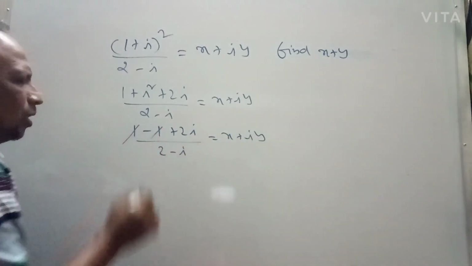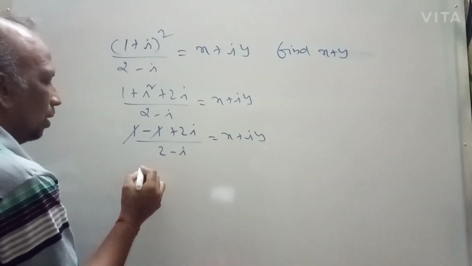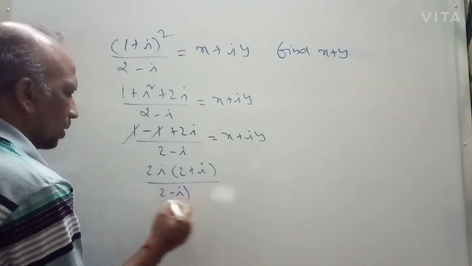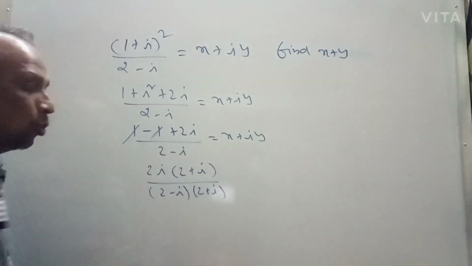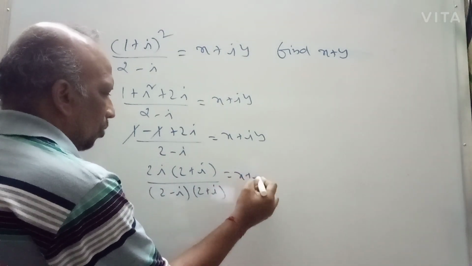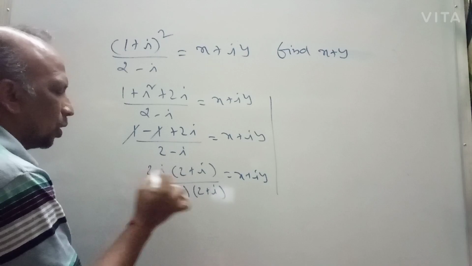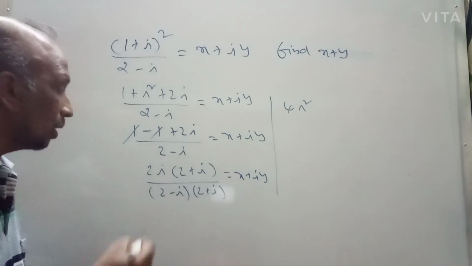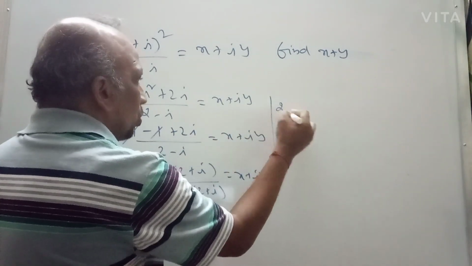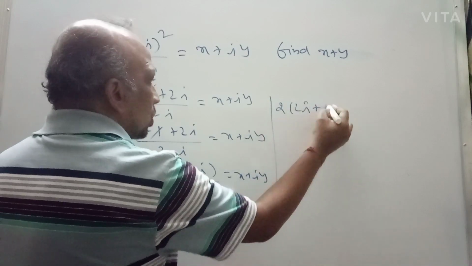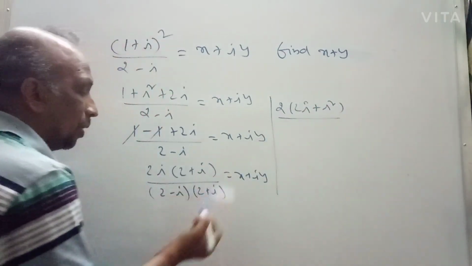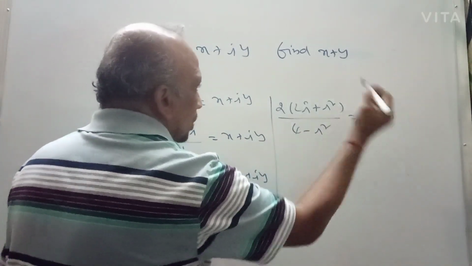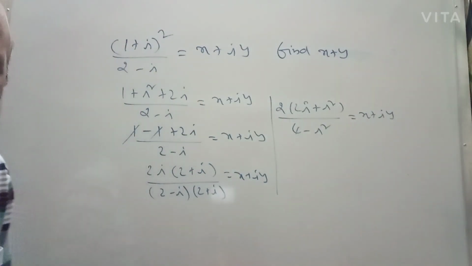So you can simplify this. Now I am going to rationalize this. I can write 2i into (2 plus i) by (2 minus i) into (2 plus i), the rationalizing factor of 2 minus i is 2 plus i, which is equal to x plus iy. Now you multiply this, you will get 4i plus, or I can keep 2 common, 2 into 2i plus i square, by a plus b, a minus b, a square minus b square, 4 minus i square equal to x plus iy.